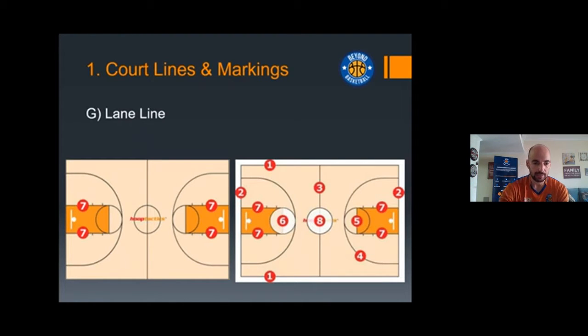And the last one is the center circle. The center circle is located in the center of the court. It's used to start the game and other jump ball situations, for example a dead ball violation. On the jump balls, non-jumpers, the players who don't jump for the ball, need to be outside of that circle, and only two players can be inside, one from each team. And when they tap the ball, other players can go inside of the circle.